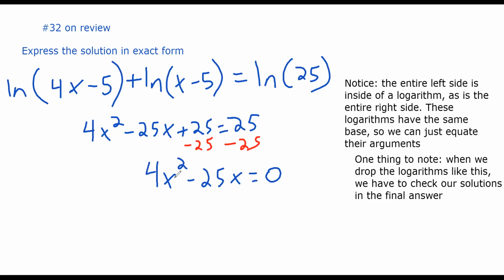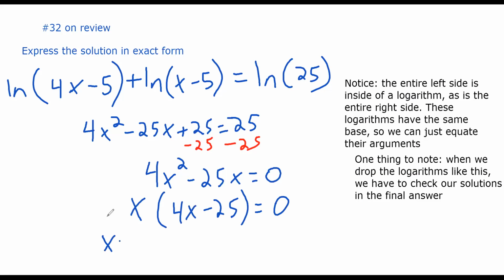The reason this is so nice now is because we got to solve this quadratic. We could be boring and use the quadratic formula, but sometimes there's no need for that. What I can do, I can factor an x out of this. I'm left with 4x minus 25 equals 0. And now I just need to use the principle of zero products.